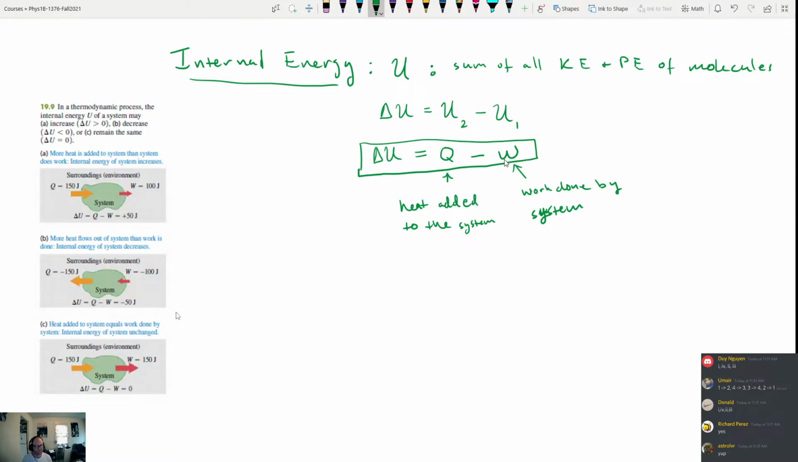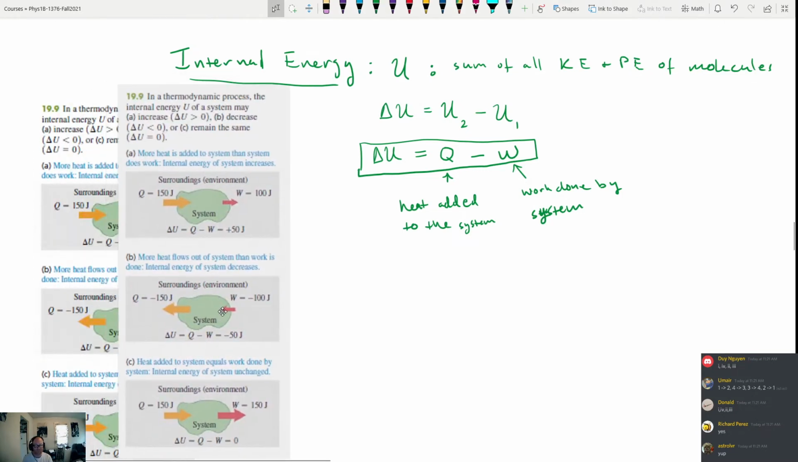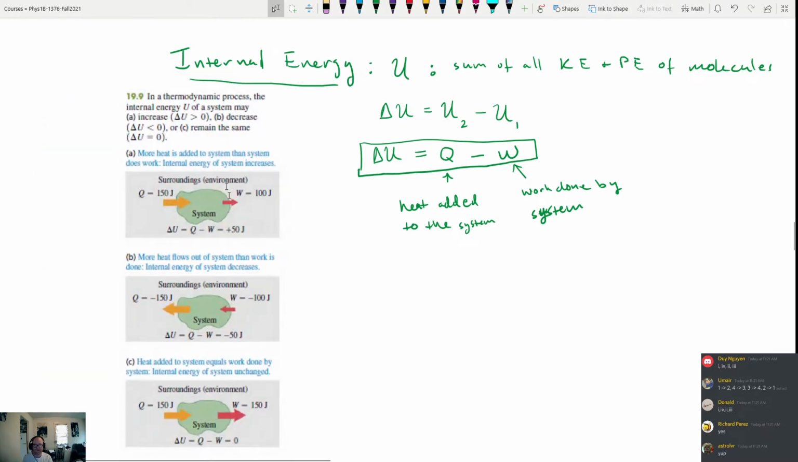Okay? Shown over here are a couple of examples. If more heat is added to the system than the system does work, then the internal energy of the system is going to increase. So suppose I have 150 joules of heat that comes into the system. If I have 150 joules of heat that comes in, and then my system does 100 joules of work on the environment, then the internal energy of the system is going to increase by 50 joules.